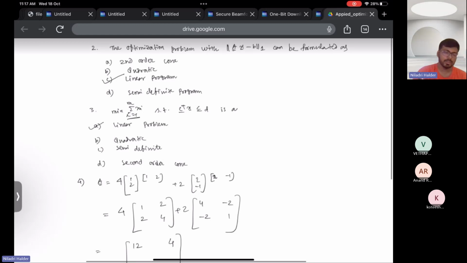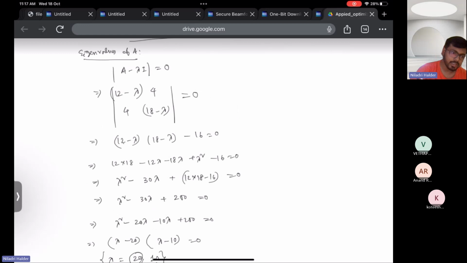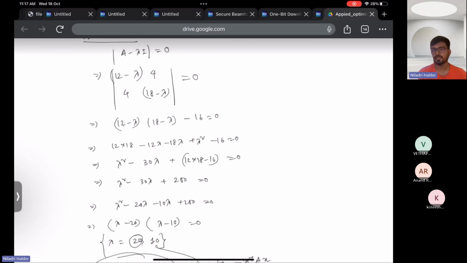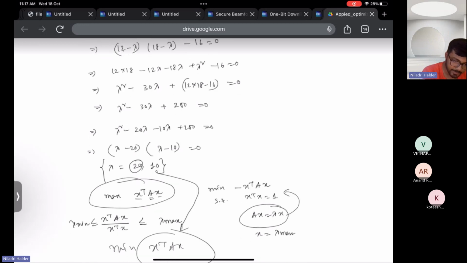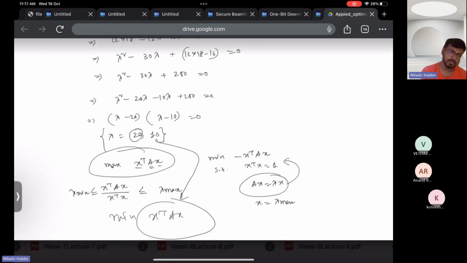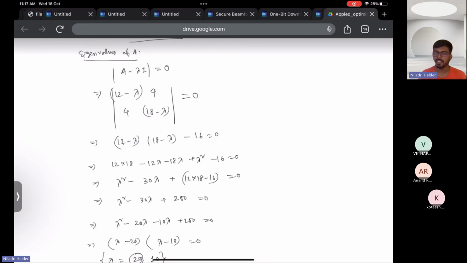One has given that question. A is equal to this matrix, then find out the maximum of x transpose x. That is the maximum eigenvalue of A. So that maximum eigenvalue is coming out 20. Okay, the answer should be 20. If it is the minimum of x transpose x, then that will be the minimum eigenvalue. That will be 10 for this case.